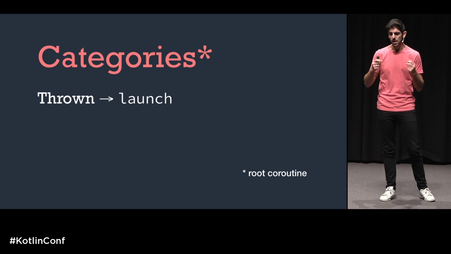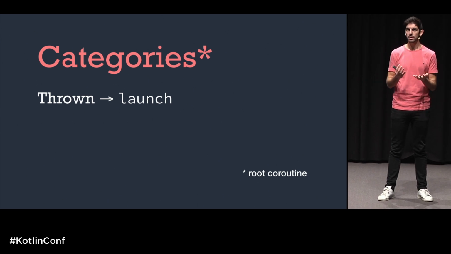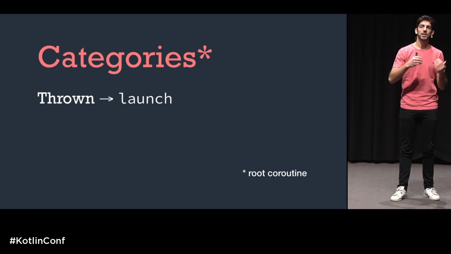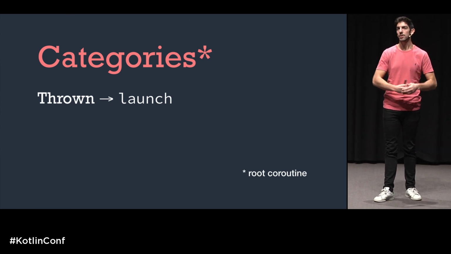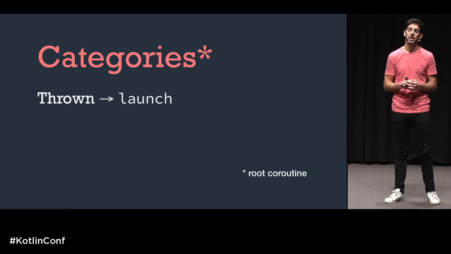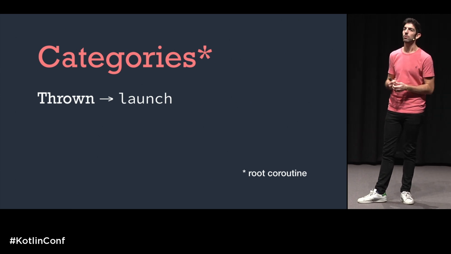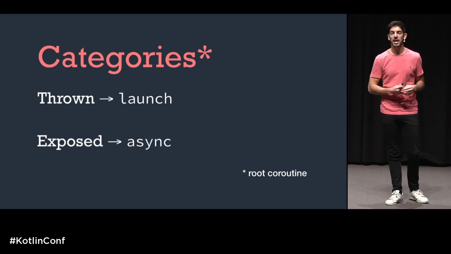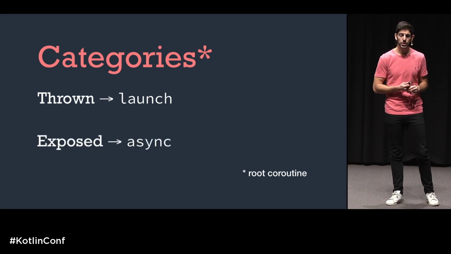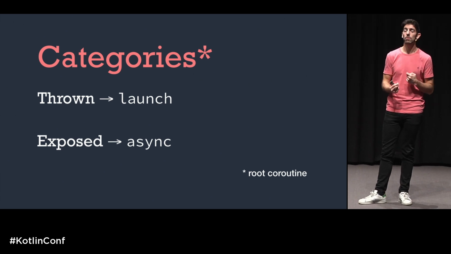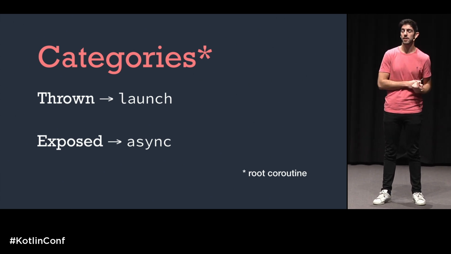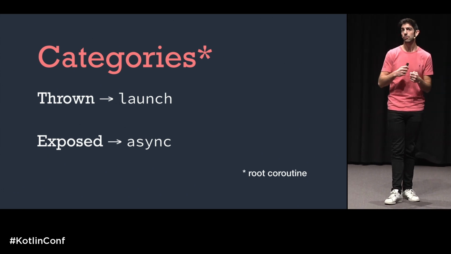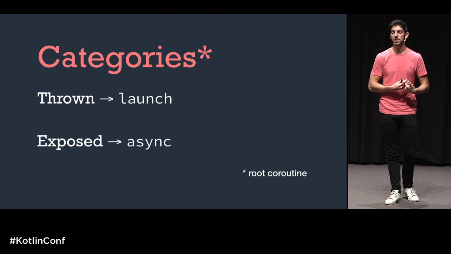We have to define two categories here. The first category is the thrown exception. As soon as an exception happens, that exception is going to be propagated automatically. Here we can think of the launch coroutine builder as an example. The other category is exposed exceptions. In this case, it is not until you call a function that you will get that exception. This is the case of async: until you call await, you are not going to get that exception.